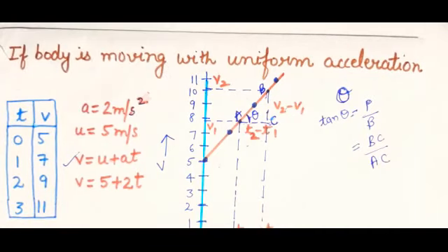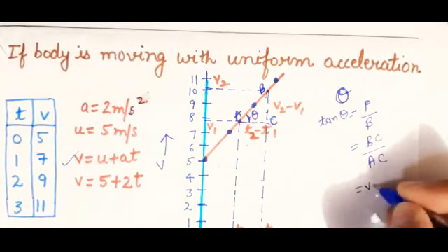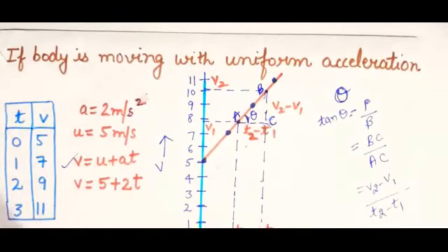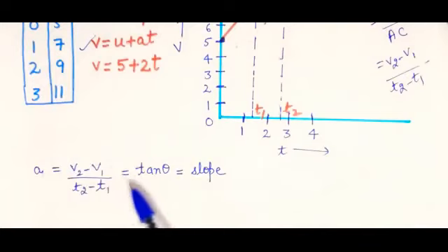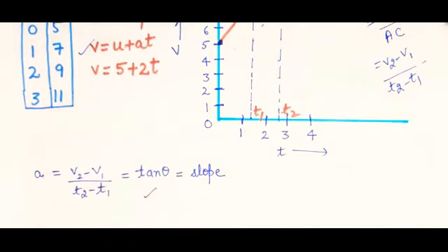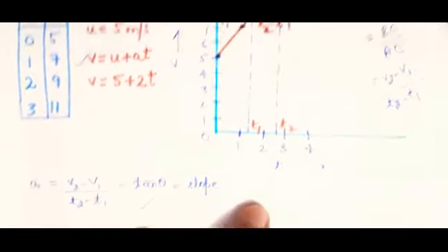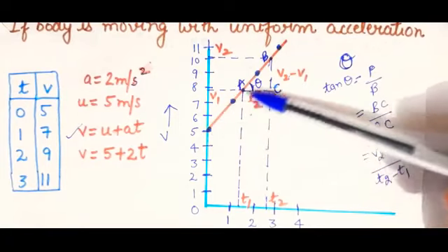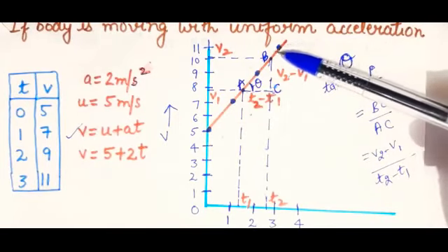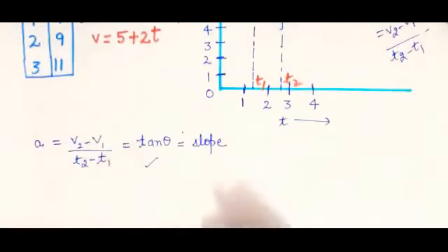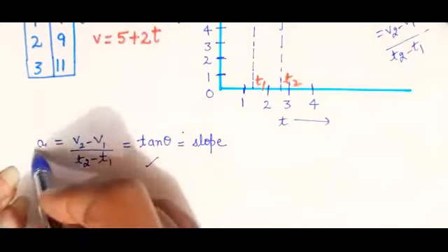Tangent theta is equal to V2 minus V1 upon T2 minus T1. That is tangent theta. That's why I have written this tangent theta. Now you understood what tangent theta is? Perpendicular upon base. Now in a velocity time graph, this slope tells the acceleration. I repeat, the slope gives acceleration.